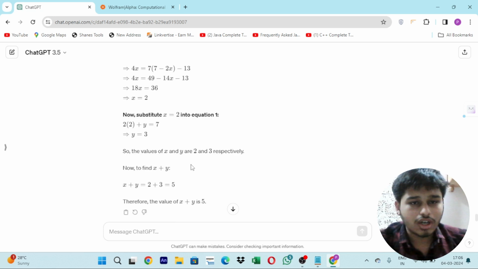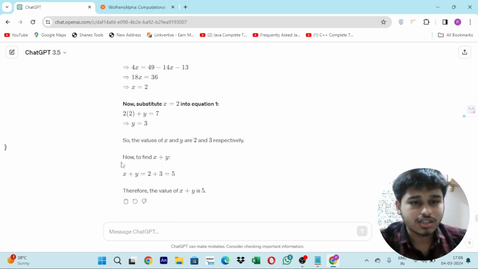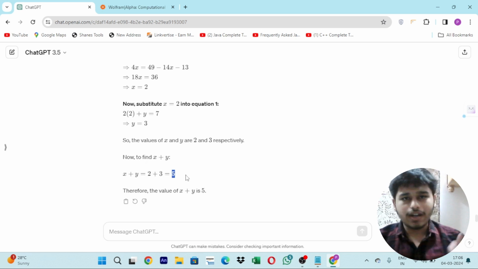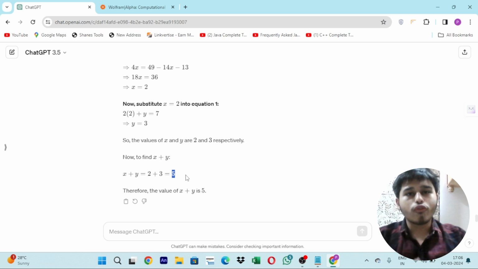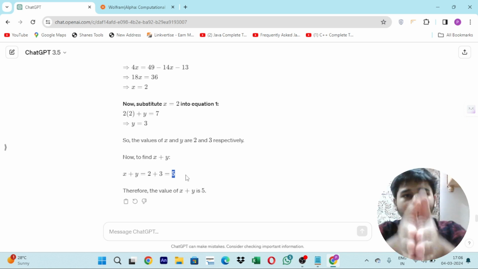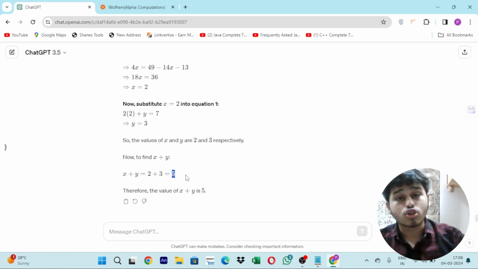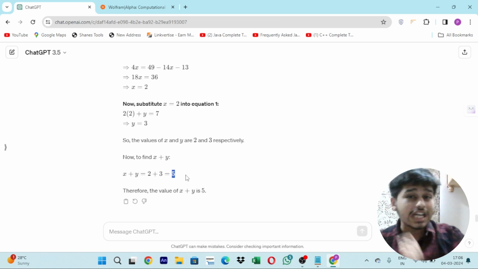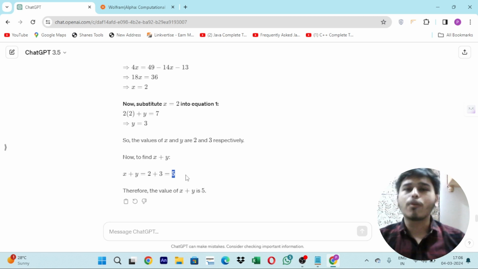Okay, so what has ChatGPT done? Here ChatGPT has determined the value of x plus y as 2 plus 3, which is 5. So the answer is perfect and accurate also. And so like this you can solve your maths and science problems with the help of ChatGPT. Not just maths and science, you can also solve any language question with the help of ChatGPT. You can solve any doubt of your SST and English with the help of ChatGPT.